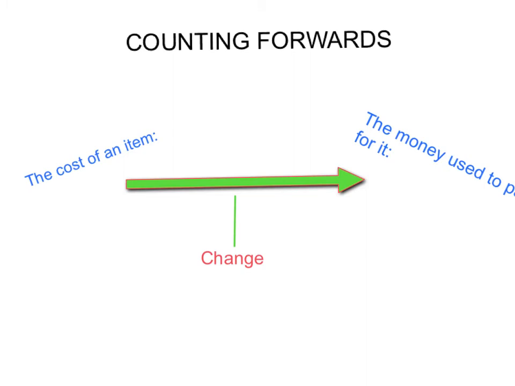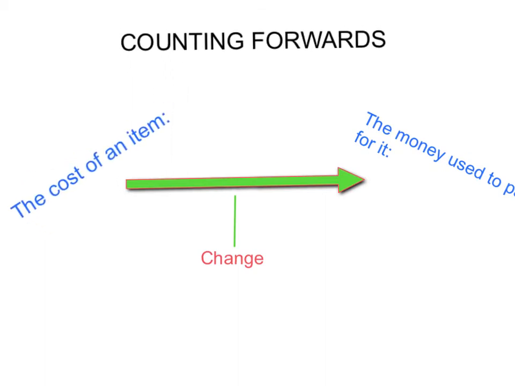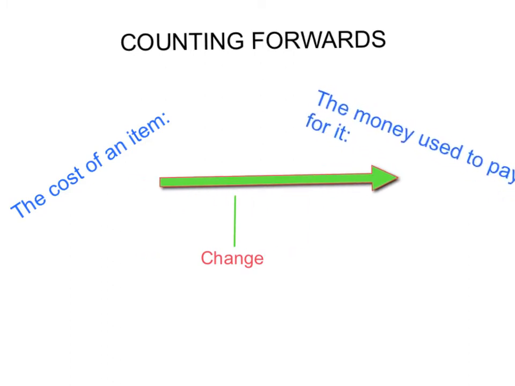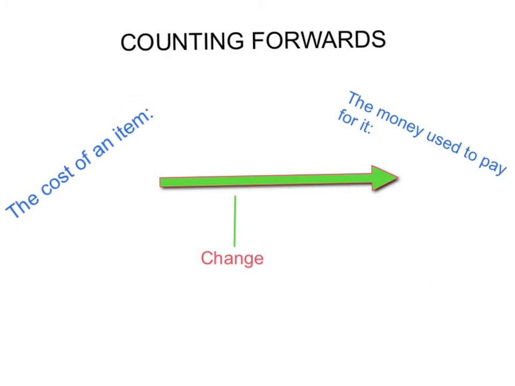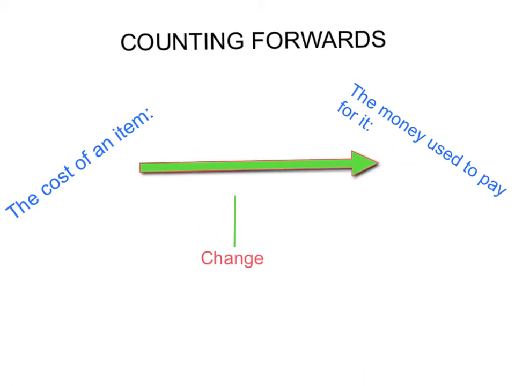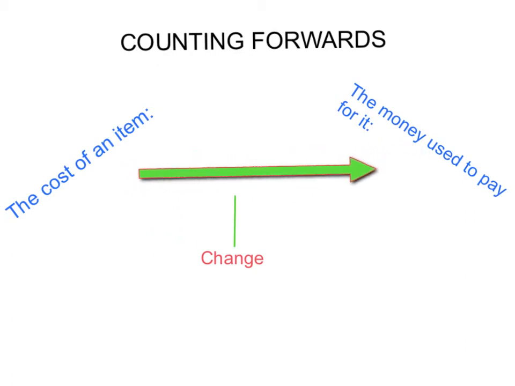So one way of figuring how much change we will get is by looking at the cost of an item and then counting forwards, just like this green arrow, to the money that we used to pay for it. So how much did the item cost and what money did we use to pay for it? And if we can find the difference in the middle between those two, that's when we find out how much change we will get.